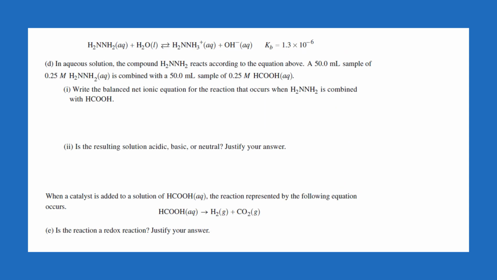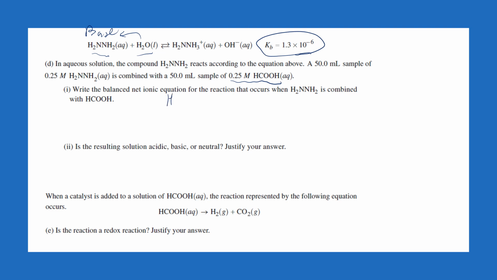Okay, so then we have a different compound reacting with water, and we have a 50 milliliter sample of that compound, and it's combined with a 50 milliliter sample of the acid that we were looking at before. Now in this case, they gave us a Kb value, so we know this is a base, but we also know it's a base because the water is transferring a hydrogen to it. So the water is acting as an acid in that case. So now we need to write the balanced ionic equation for the reaction that occurs.